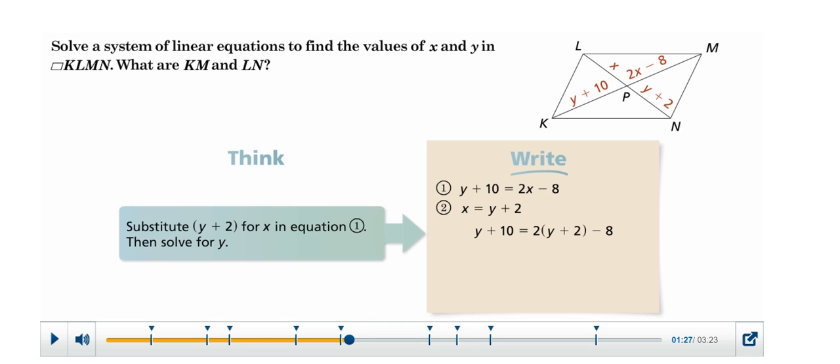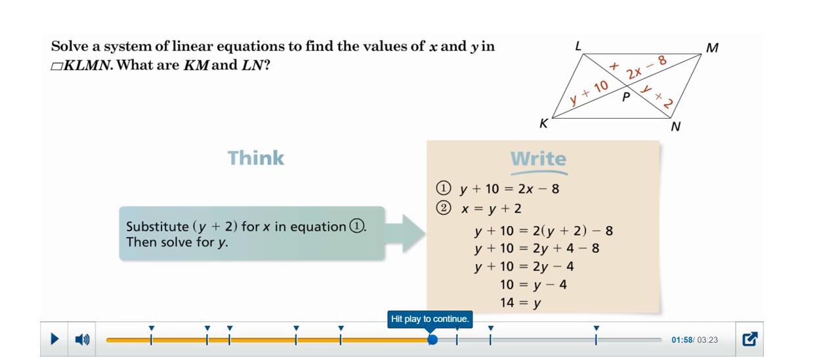So there it is. We get y plus 10 equals 2, and instead of that x, we plugged in y plus 2. We're going to carry out our algebra. The 2 right here, 2 times 2 is 4, so we got 2y minus 8. We can go ahead and combine like terms there. Right here, we can subtract y from both sides. This gives me y minus 4. Then we can add 4 to both sides, and that leaves us with y equals 14.